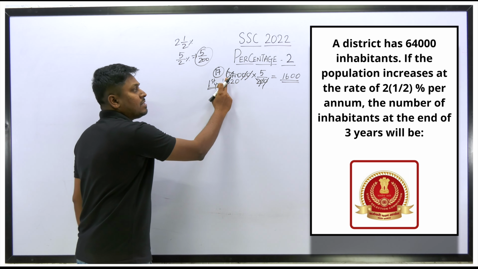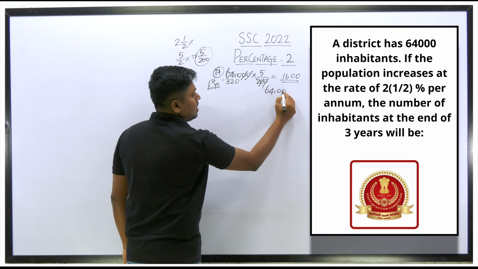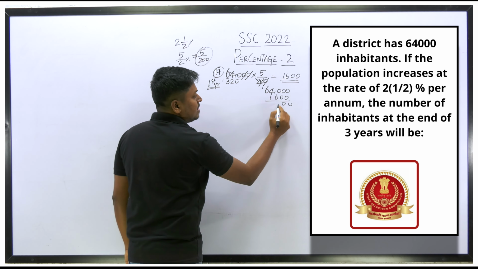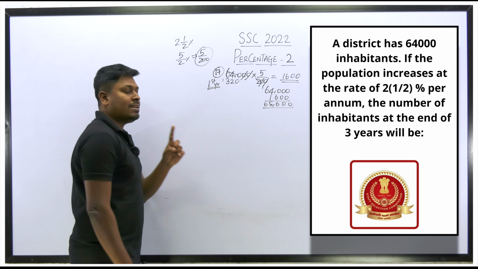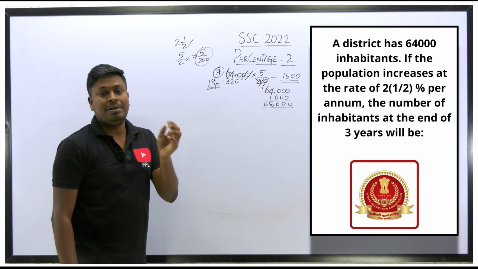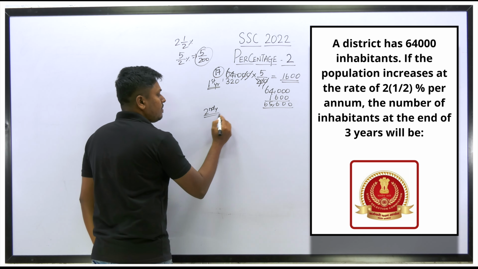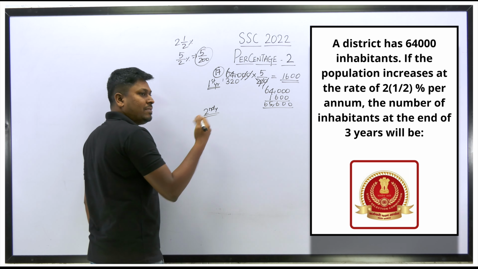Already how many people are there? 64,000. So out of this 64,000, in the first year, 1600 has been increased. So 65,600 will be the first year population after the 1/2% increase. Got it or not? So let me find for the second year. This is the way you need to find for the further years, right?